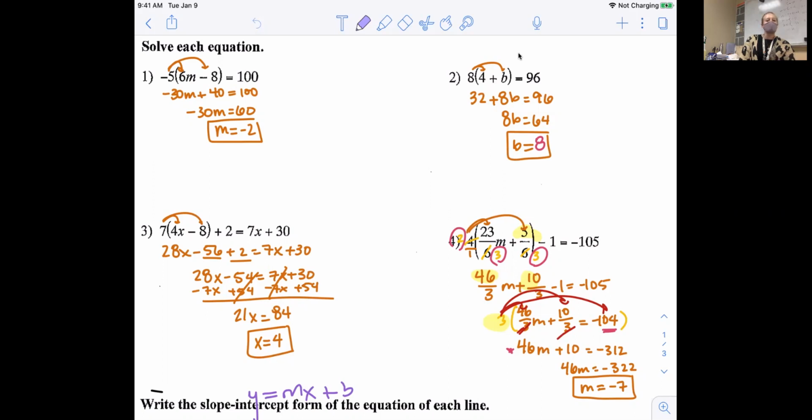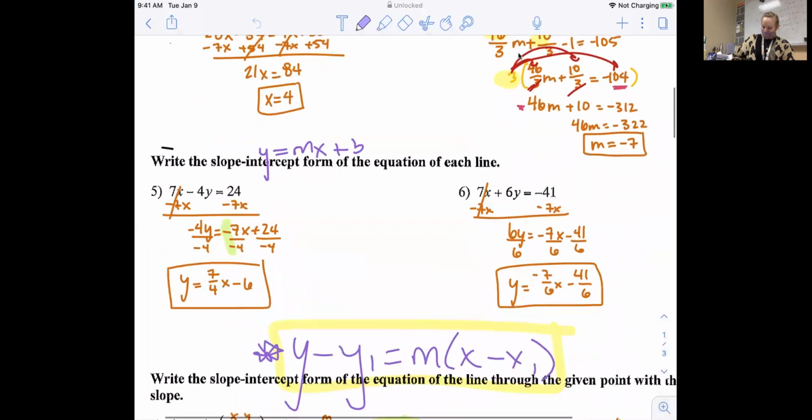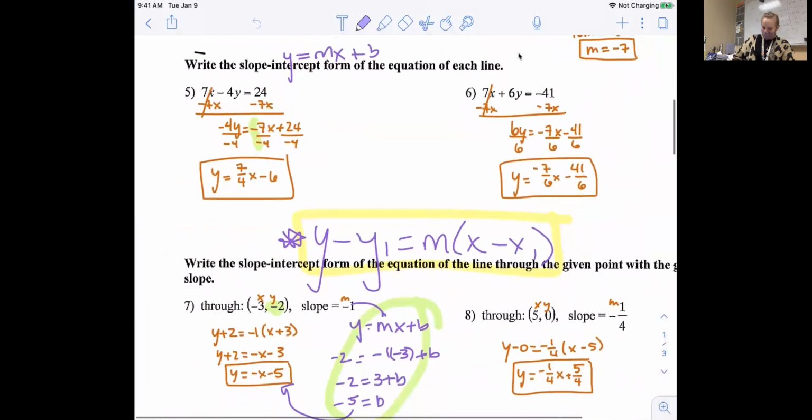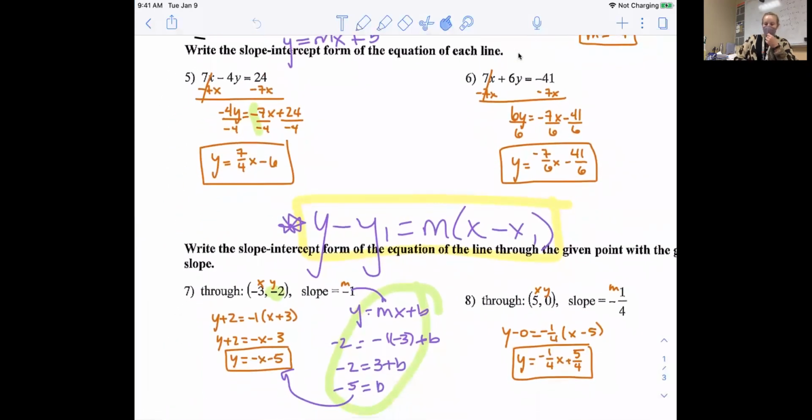Any other questions on the first 4? Okay, I'm going to start scrolling down. Now I have 5, 6, 7, and 8. 5 and 6 say write the slope-intercept form of the equation of each line. You need to get y by itself for those.